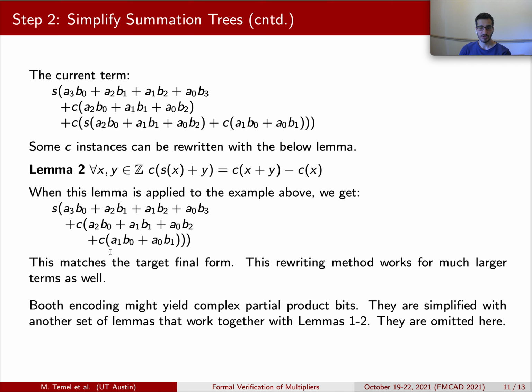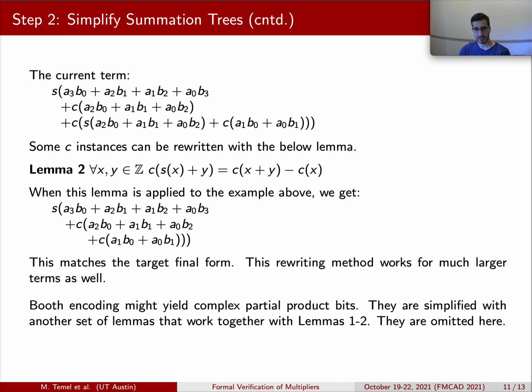Rewriting with these 2 simple lemmas helps simplify even very large multipliers. This example was for multipliers with simple partial products. If Booth encoding or some sign extension tricks are used, then we would see more complex expressions for partial products than we see here. We would have larger Boolean expressions instead of, say, A3B0, and to accommodate such terms, the theory is expanded with a few more lemmas to simplify those expressions and convert the overall term to the same final form. The idea is the same.